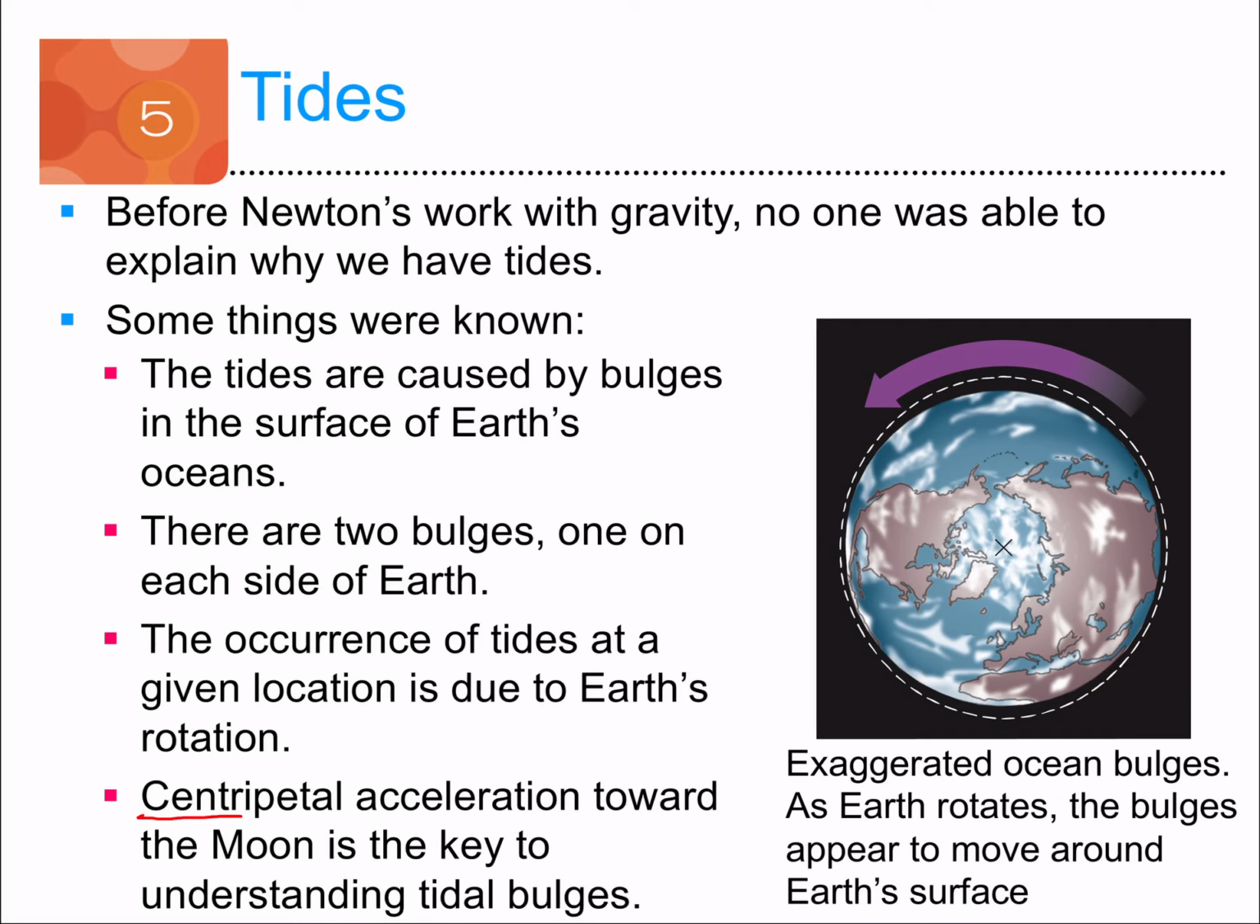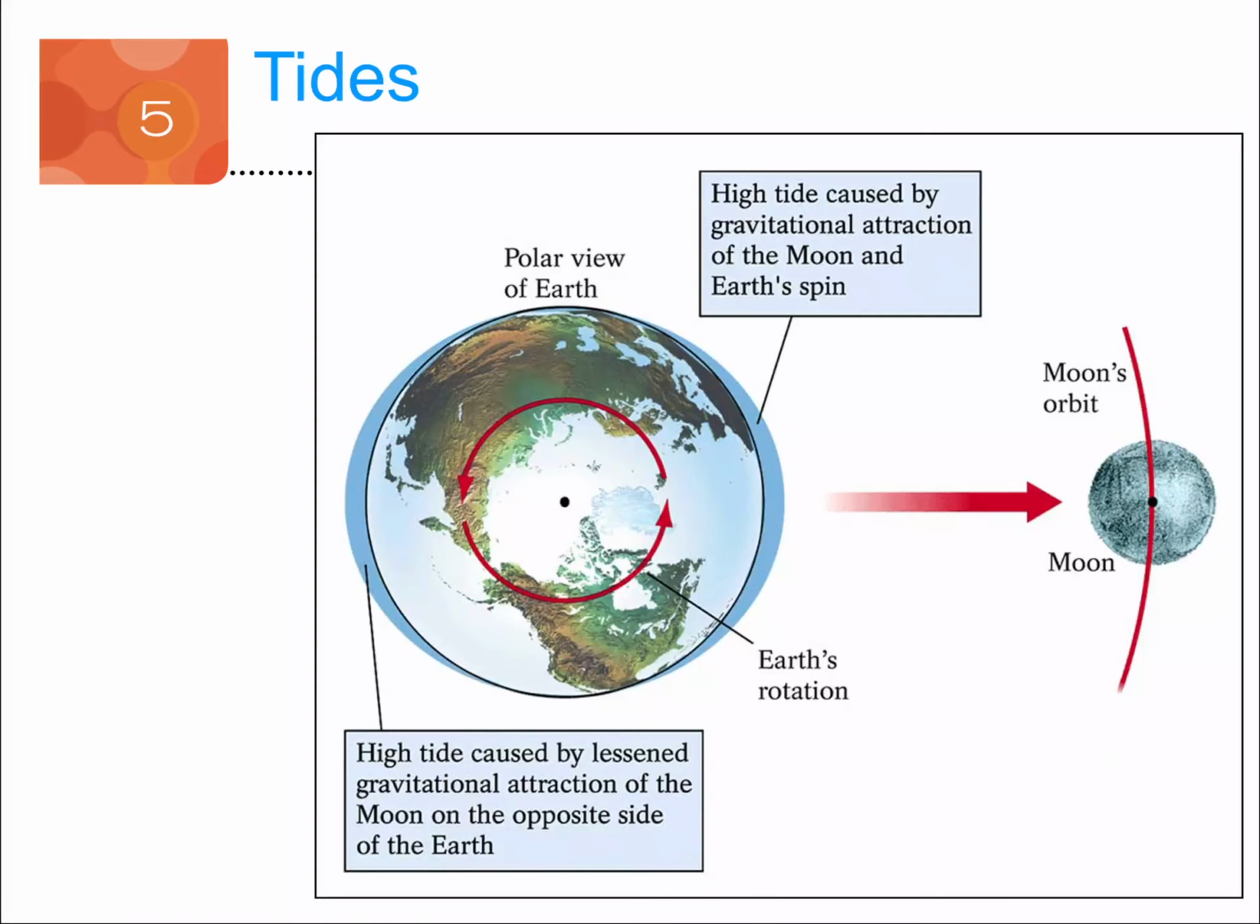Centripetal acceleration toward the moon is the key to understanding tidal bulges. If you notice in this picture, you see a bulge on the top, and you also see a bulge on the bottom of this picture. What we see here is high tides caused by the gravitational attraction of the moon and the Earth's spin. So notice right here we have a bulge on this side, and right here we have a bulge on this side. Okay, those are going to be the areas of our high tides.